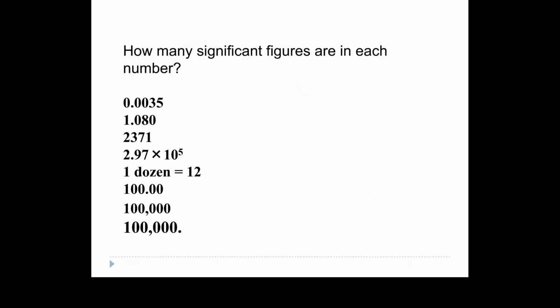Let's practice. Let's see if we can figure out how many sig figs are in each one of these numbers, right? So you tell me, 0.0035, how many sig figs are present? 2. What are they? The 3 and the 5. That's right. How about 1.080? Four. That's right. The 0 in the middle is an interior 0, and the 0 at the end is a trailing 0. They both count.